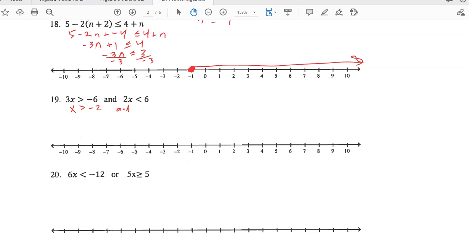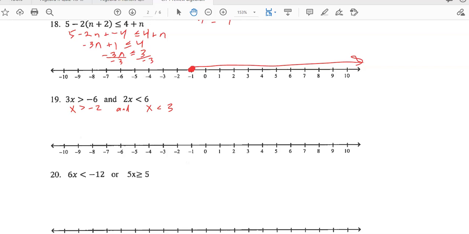And divide by 2, so x less than 3. So you've kind of got both those things true. You might visualize it and think, oh, that's a segment there. That's the overlap between those two lines. But let me just kind of draw it up above. That's what I like to do.